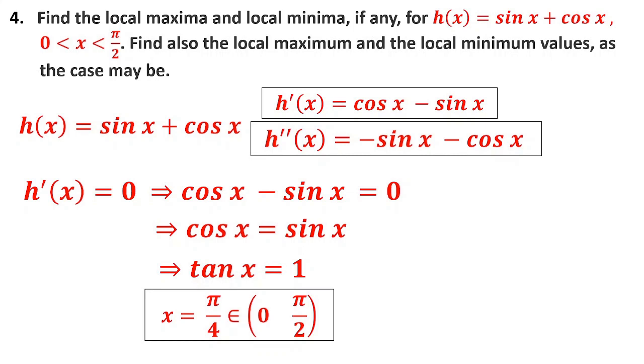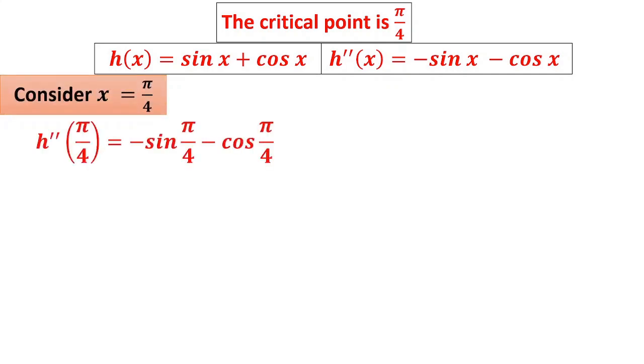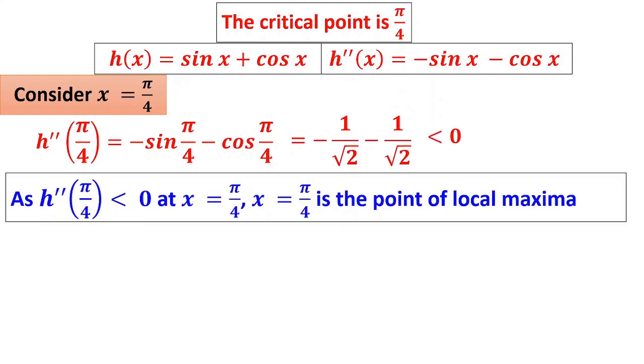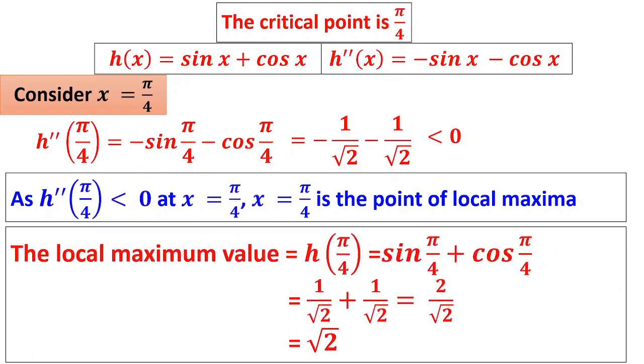In the exam, suppose the range is changed to 0 to pi or 0 to 2 pi, you will get more values of x. You should be careful. Well, I am taking only the critical point pi by 4. Let me check the nature of h double dash of pi by 4. It is coming as minus sin pi by 4 minus cos pi by 4. Therefore, it is less than 0. Therefore, at x is equal to pi by 4, it is the point of local maxima. What will be the maximum value? You have to put it in h of x. Therefore, the value is root 2.